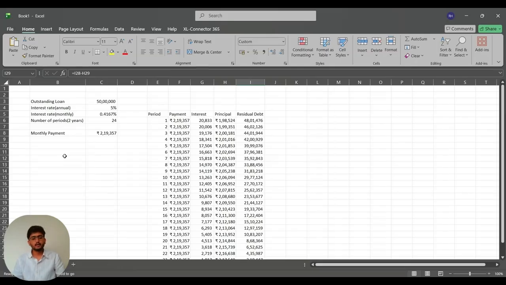This is the amortization schedule. It gives a clear picture of how your EMI is split into interest and principal, and how your loan reduces over time.